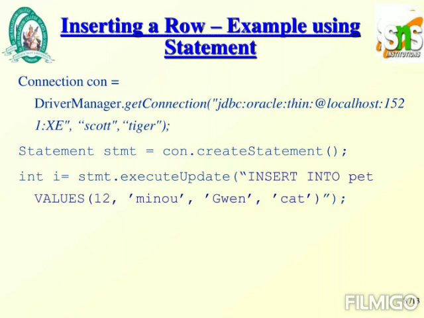In this example, you are just going to insert a row into the database. I have established a connection to the JDBC Oracle, and I have given the username and password as Scott and Tiger. In the SQL statement, I have created an object called STMT. This will help you to access your statement. And I have created a variable called I that will help you to execute the statement. Now I'm going to insert the values into the table called pet, and I'm inputting 4 values, that is 12, Minu, Gune and cat, as input values to the record.